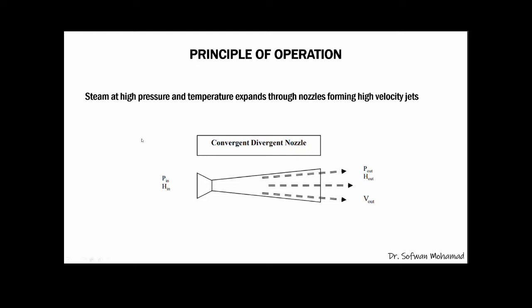Okay, so this is the inlet of the nozzle, and this is the outlet of the nozzle where the steam will be directed to the blade of the turbine. You can see here the shape of the nozzle is first convergent here, and then divergent in the next section. So it has a first convergent section, and the second section of the nozzle is divergent. This kind of nozzle is called a convergent divergent nozzle.